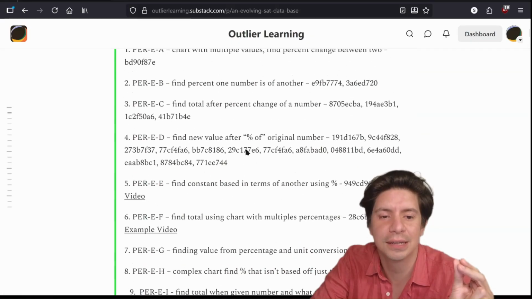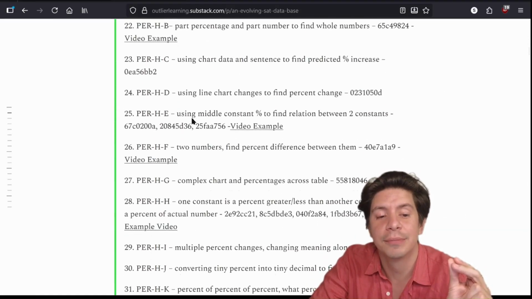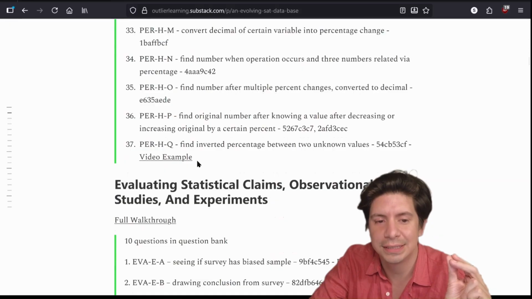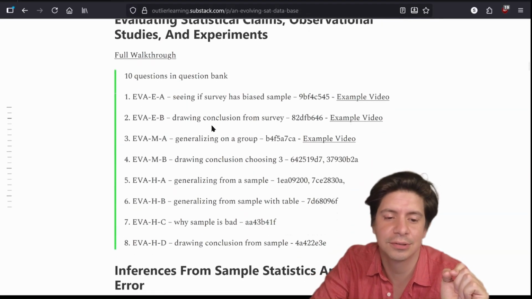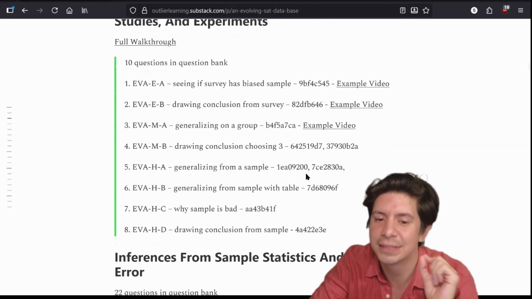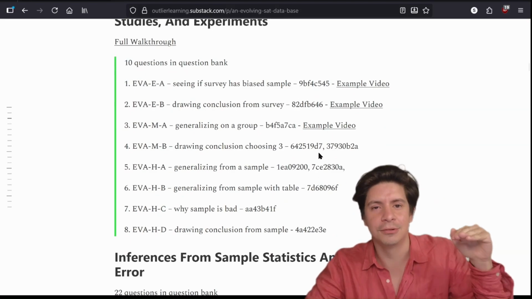So there's a whole percentages category, right? There's 67 questions in the question bank, but there's only about 37 types of questions. And same thing with this here. There's 10 questions, there's only 8. That doesn't make that big of a difference, but seeing the connections between them is really helpful to understand what's going on underneath the questions.